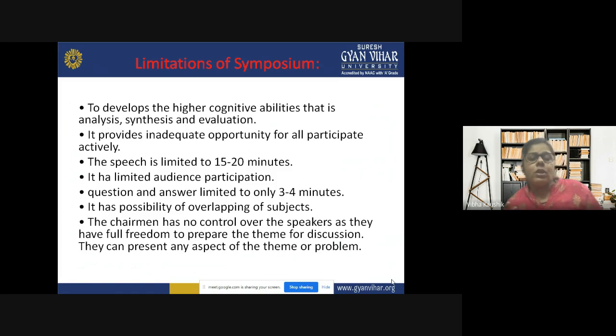It is not able to develop the higher cognitive abilities among the listeners, that is, analysis, synthesis, and evaluation. It provides inadequate opportunity for all participants' activity. It's not providing adequate opportunities for all the participants to be actively involved in the symposium, in the discussion that is going to be held after the symposium is over.